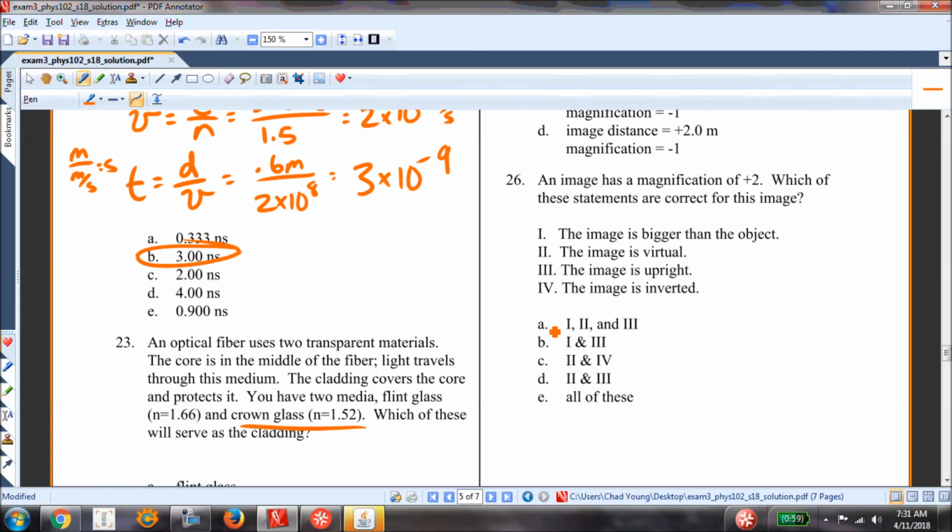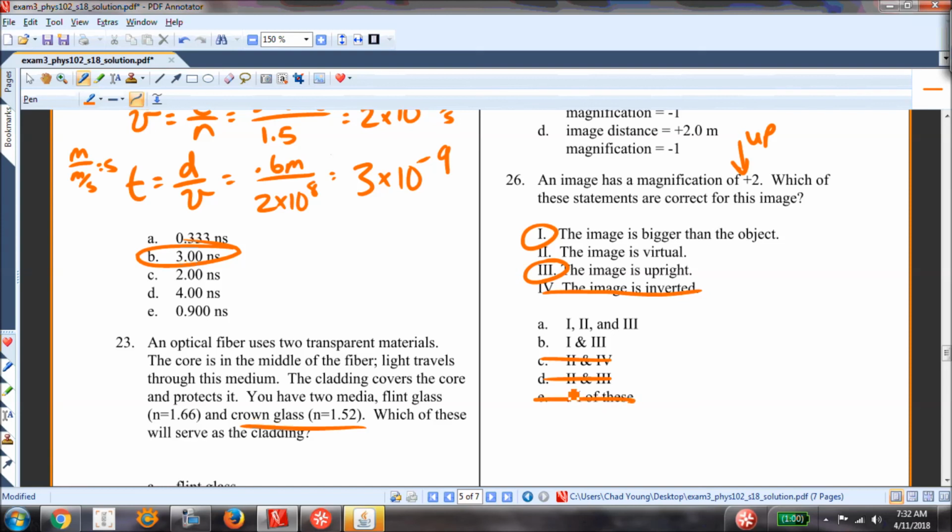An image has a magnification of +2. Which of these statements is correct for this image? Okay, 1 is correct, so that gets rid of that one and that one. The image is virtual. Maybe, let's come back to that. The image is upright. That's true because this means that it's upright. And the image is inverted. Not inverted because it's positive, so it gets rid of that.